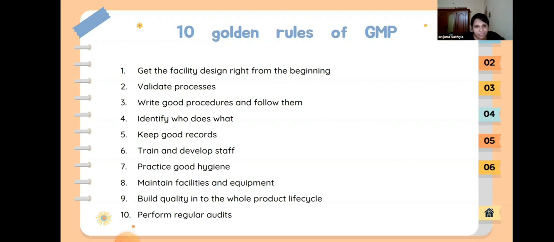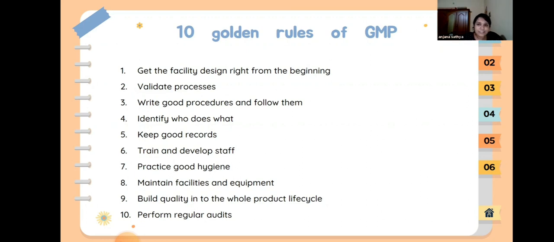And write good procedures and follow those procedures. Make sure that you follow the procedures and identify who does what. So you have to have knowledge of the persons who are working in each section and who does what. Okay, and keep good records. So you have to maintain different kinds of records: batch manufacturing records, master formula record, quality control record, raw material record. So you have to keep the records and train and develop staff.